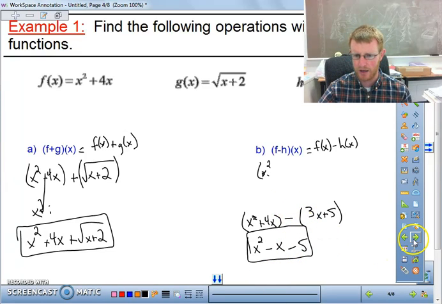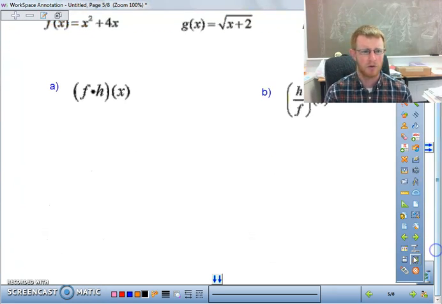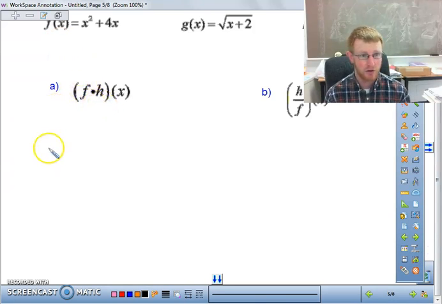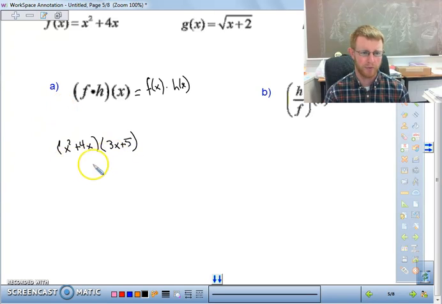Okay, so let's do the multiplication and division. So we have our f times h. So again, that's the same thing as saying f of x times h of x. So we have two quantities that we're going to multiply together. x squared plus 4x times 3x plus 5. So when we multiply, we FOIL this.